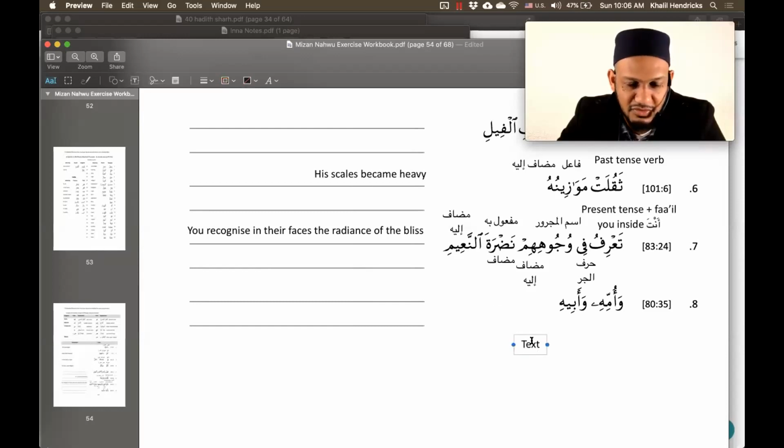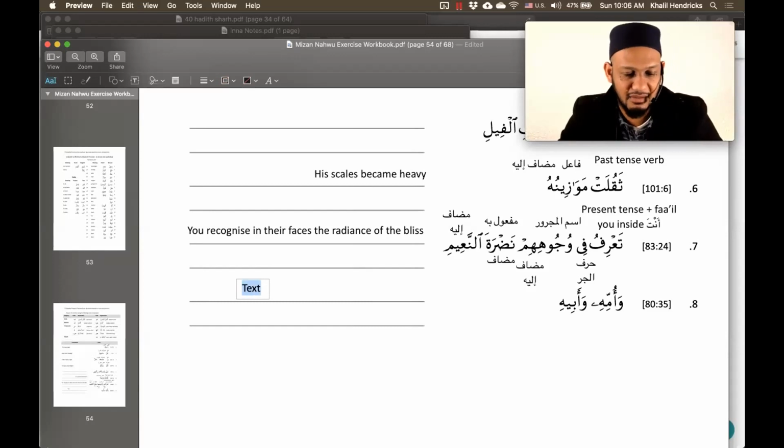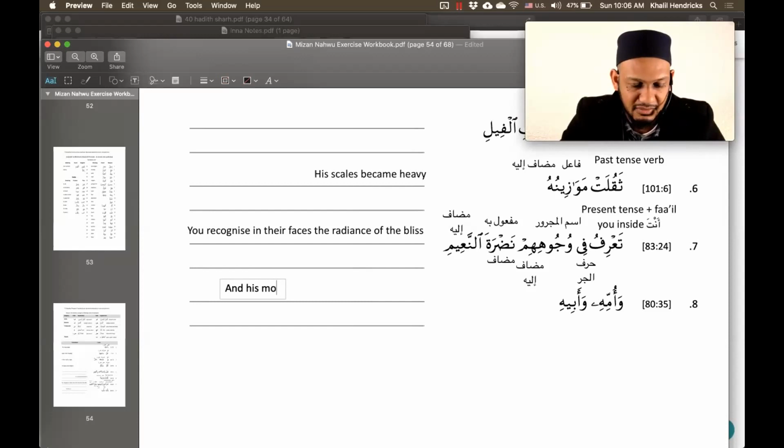So for example, wa ummihi wa abihi. Translation? Wa means and. What's ummihi? And his mother. Wa abihi? And his father. So the only thing I can really label there is, how do you label the he, the two he's?